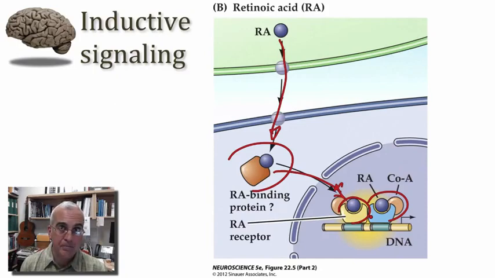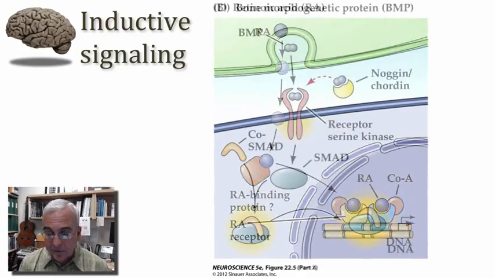If you'd like to learn a little bit more about this particular topic, I would refer you to box 22C found in our textbook, which gives you a little bit more of the backstory regarding how retinoic acid signaling shapes the developing brain. Well, let's consider some other kinds of inductive signals.